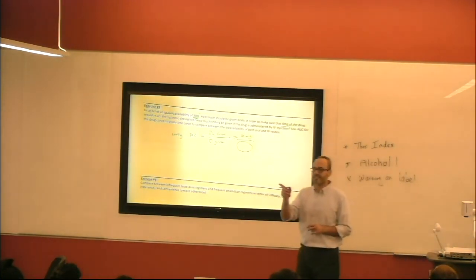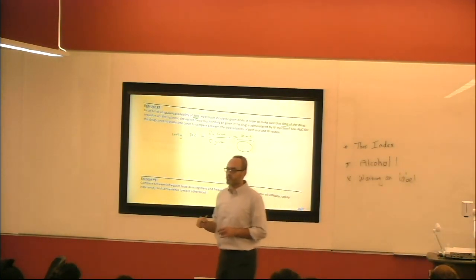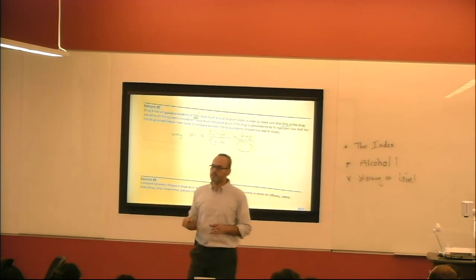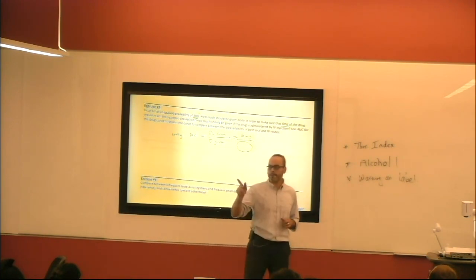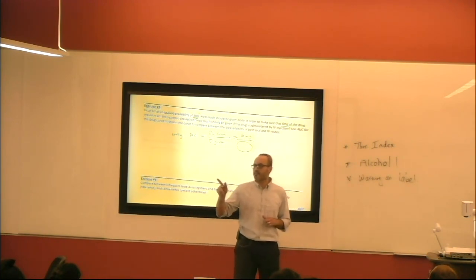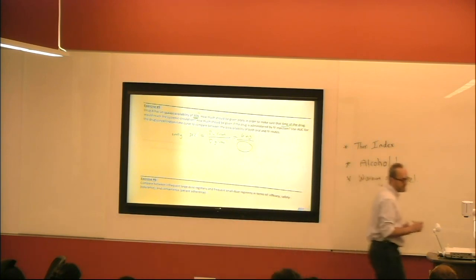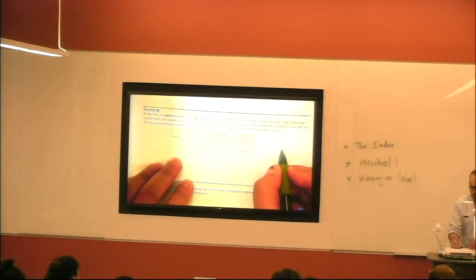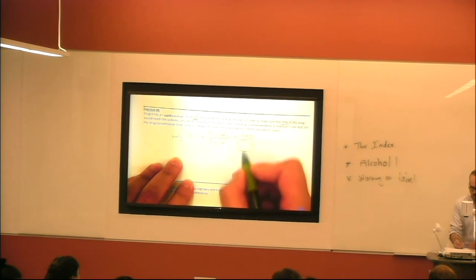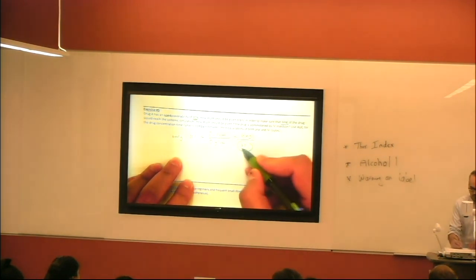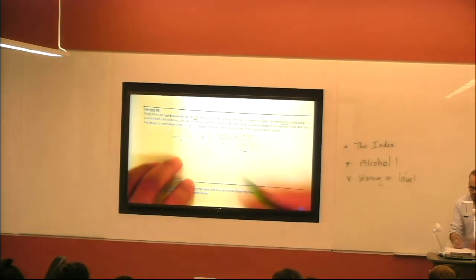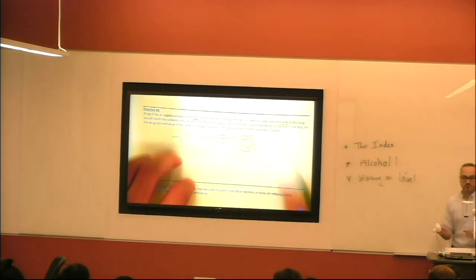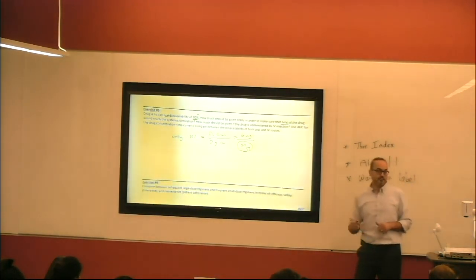Say it again. 20. So 6 divided by 0.3 is 20. I'm sorry? 0.3. Make sense? Everybody?